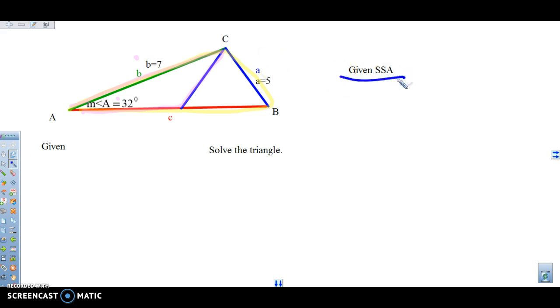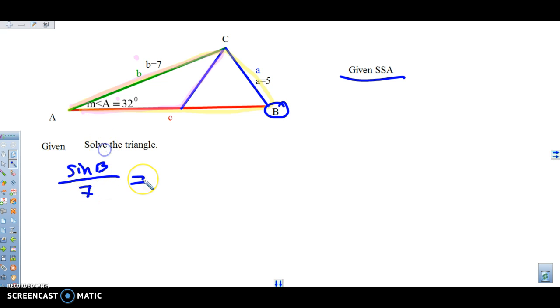Now, if it's a right angle, yeah, hypotenuse leg. If it's an obtuse angle, yeah, it'll work. But in this case, we will solve this one. We're going to solve the whole triangle to figure out the information. So we take a look here and say, well, what would I set up here? I don't know the measure of angle B. So I'm going to set this up and say the sine of angle B divided by side 7 will equal the side A, which is 5, divided by the sine of 32 degrees.